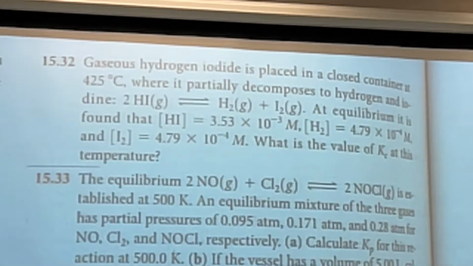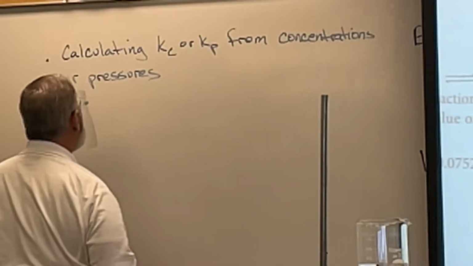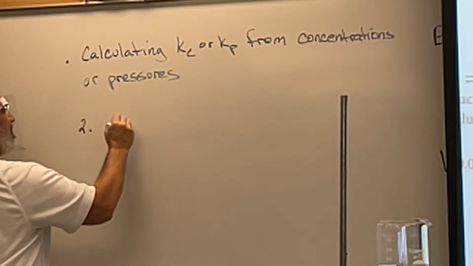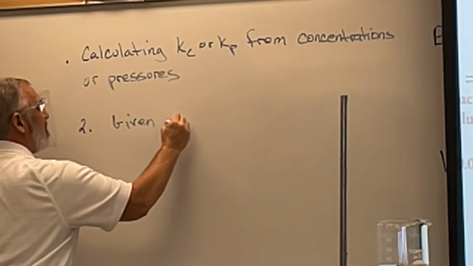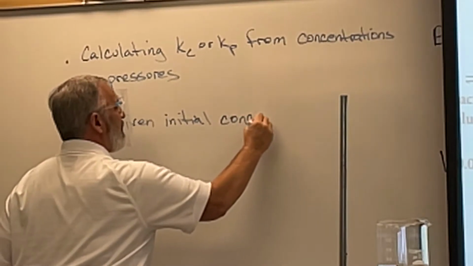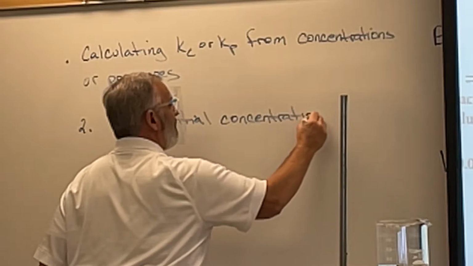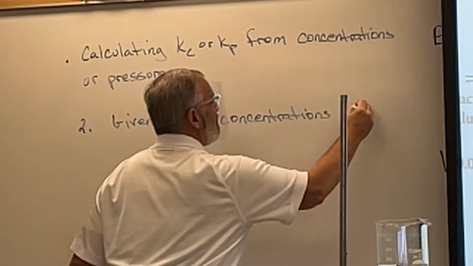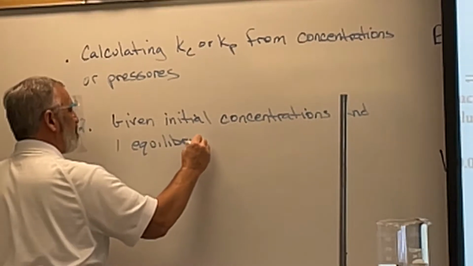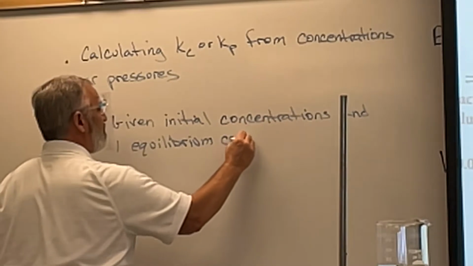Second way. Second way you're going to be given is, you're going to calculate, you're going to be given initial concentrations and one equilibrium concentration.